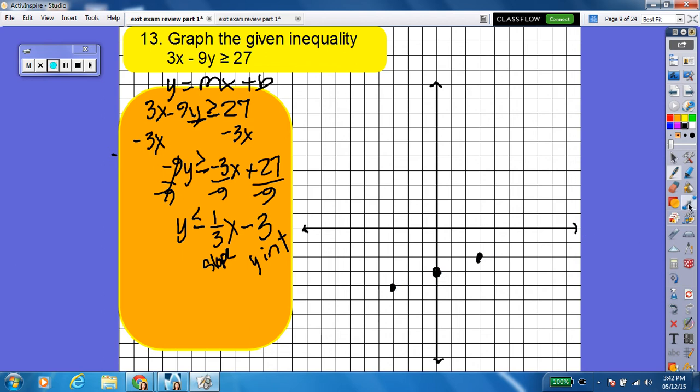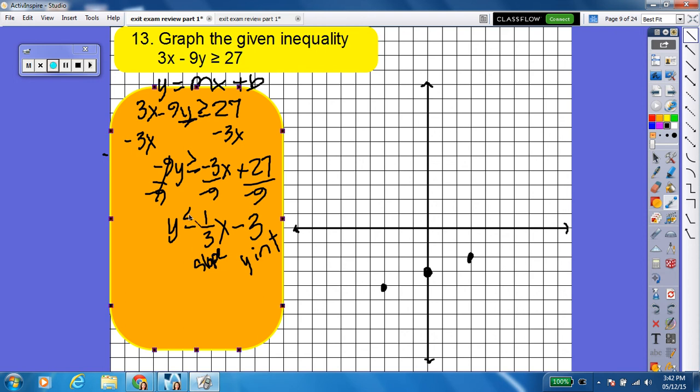And now I have to determine whether or not I'm going to draw a solid line or a dotted line when I do inequalities. Because of the equal sign, I'm going to go ahead and do a solid line. So I'm going to graph right through that point, draw my line right there.